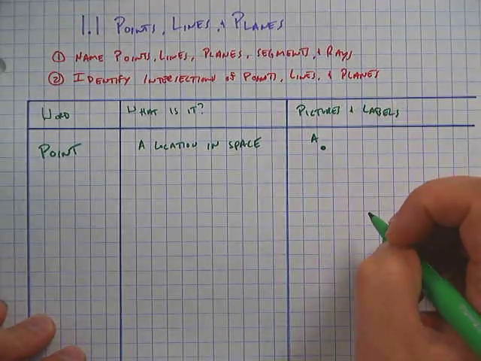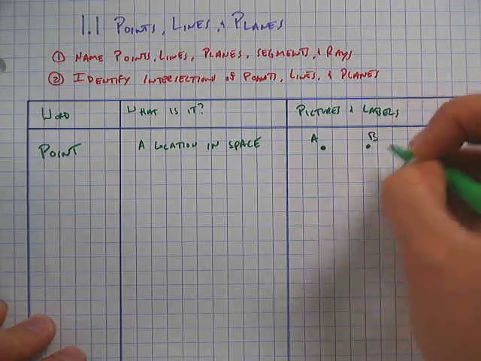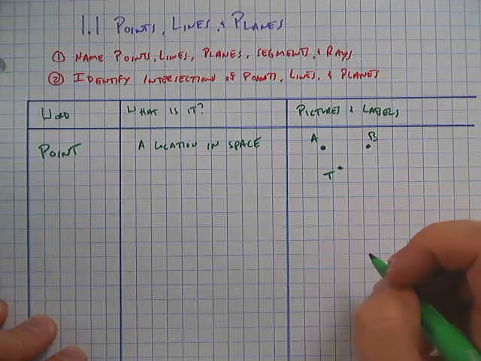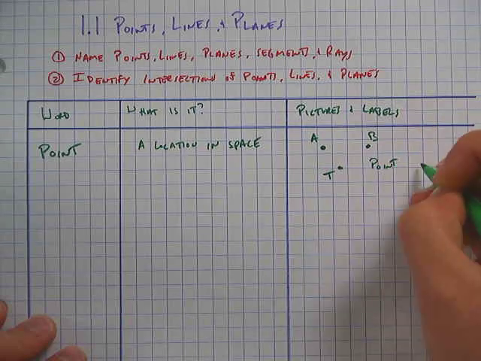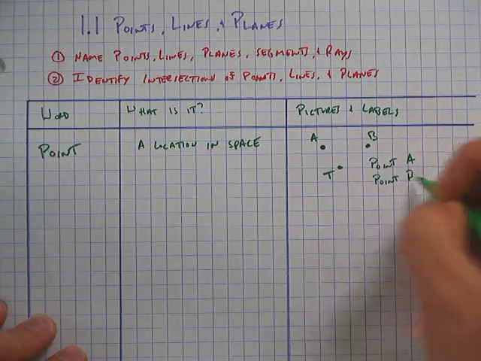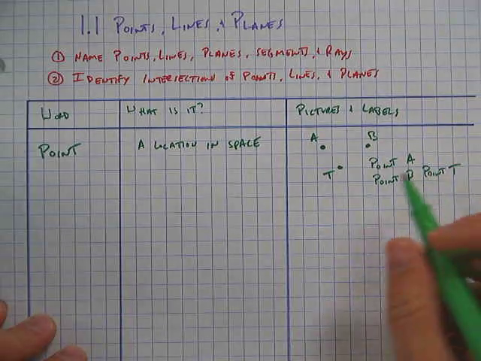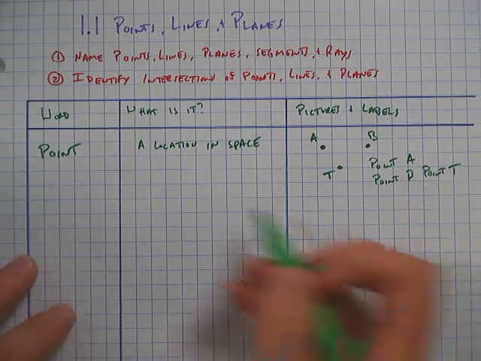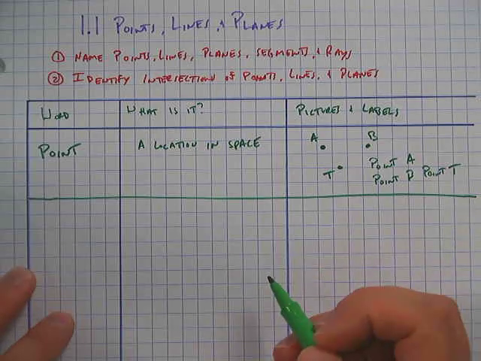The label is an uppercase letter, so just one capital letter. So we could have point A, point B, point T, any uppercase letter will label a point. So we call it point A, point B, point T. Those are all of our points in that picture. Okay, so there's our first vocab word.